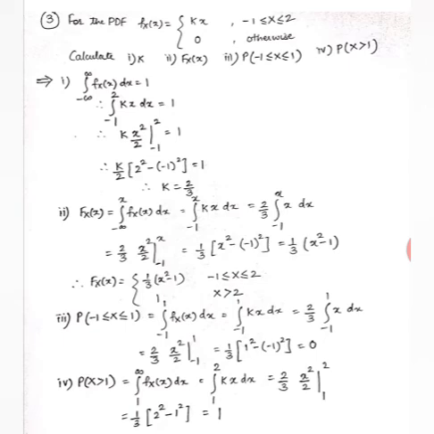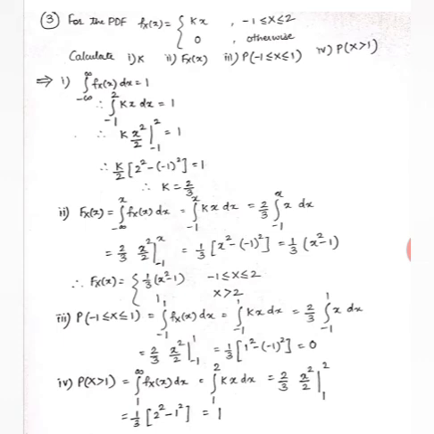So we solve this particular integral. k is a constant, we take it out. The integral of x is x square by 2. Put the limits -1 to 2. So k by 2 we take as common. 2 square is the upper limit substituted, minus (-1) the whole square, which is the lower limit substituted, is equal to 1. So from this we get the value of k as 2 by 3.